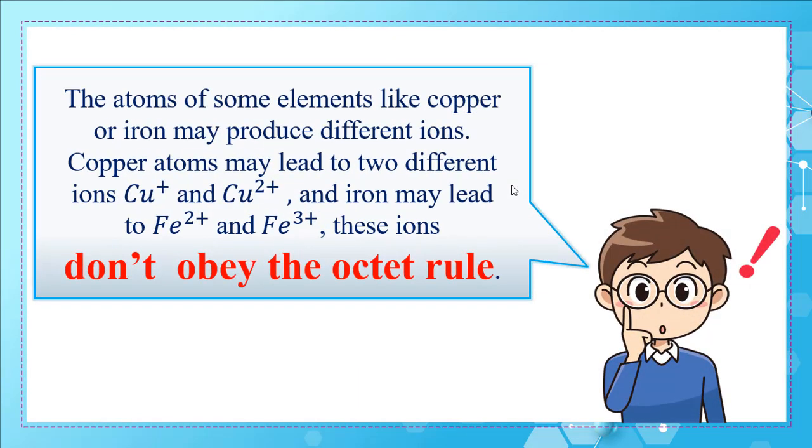Please note that the atoms of some elements like copper or iron may produce different ions. So copper atoms, for example, may lead to two different ions, Cu+ and Cu2+. And iron atoms also may lead to Fe2+ and Fe3+. In this case, these ions, copper and iron, do not obey the octet rule.